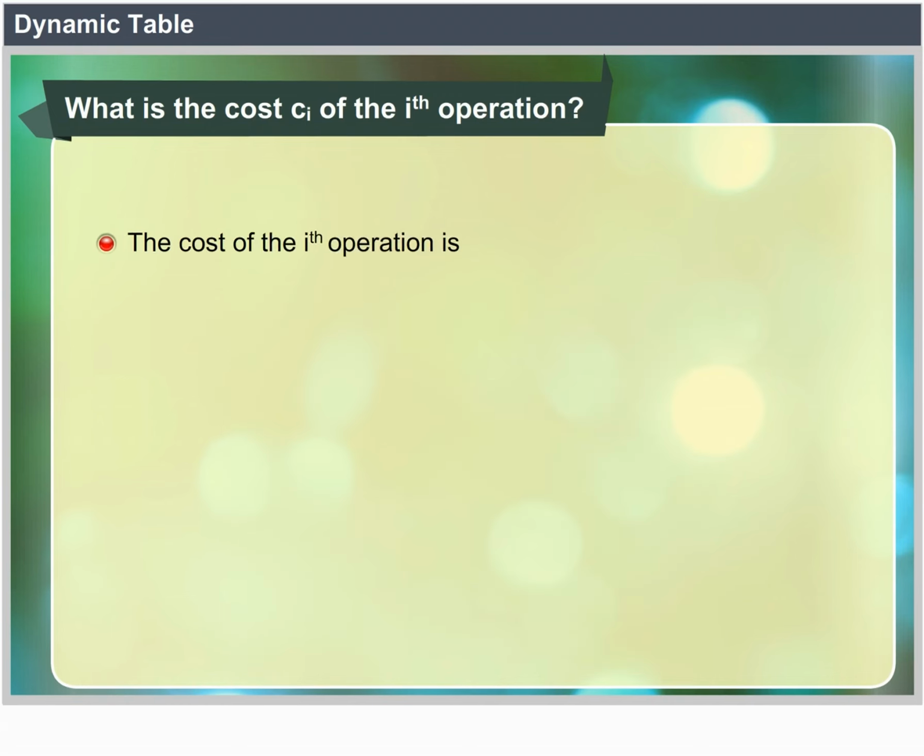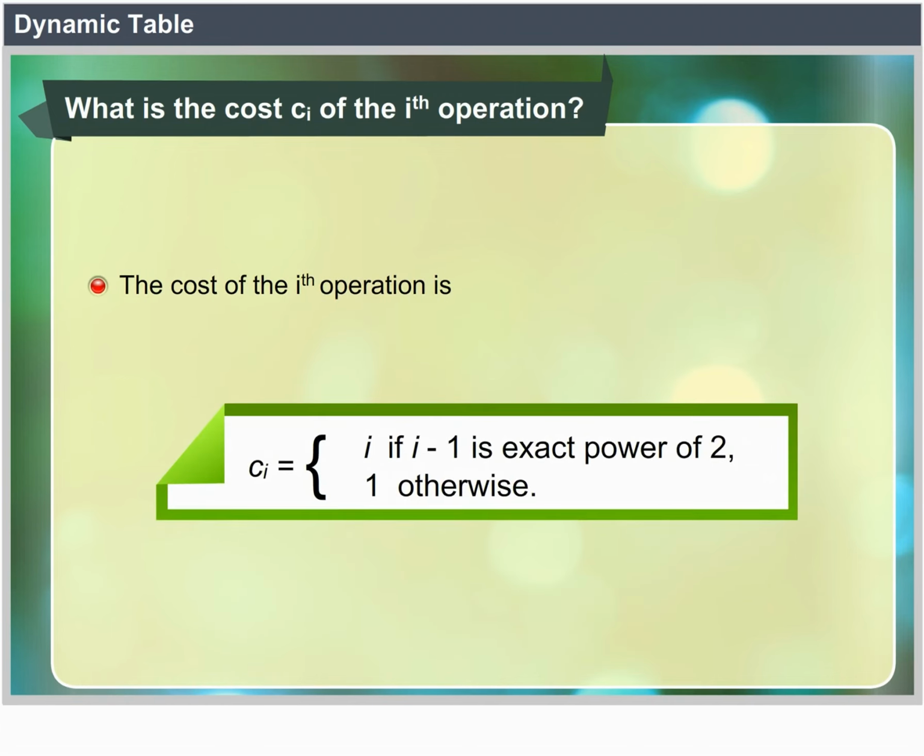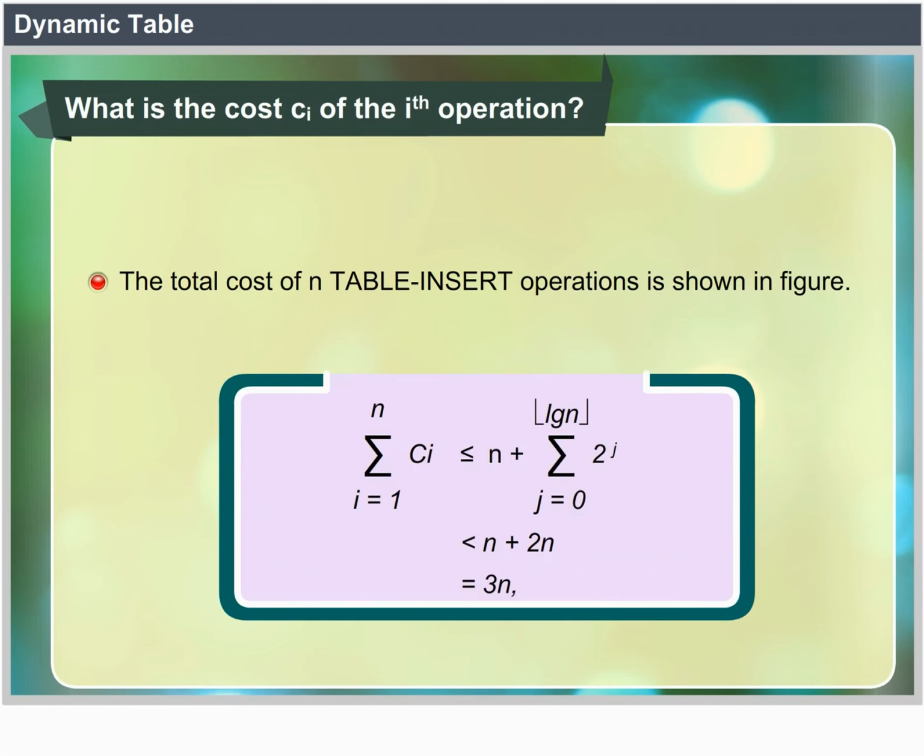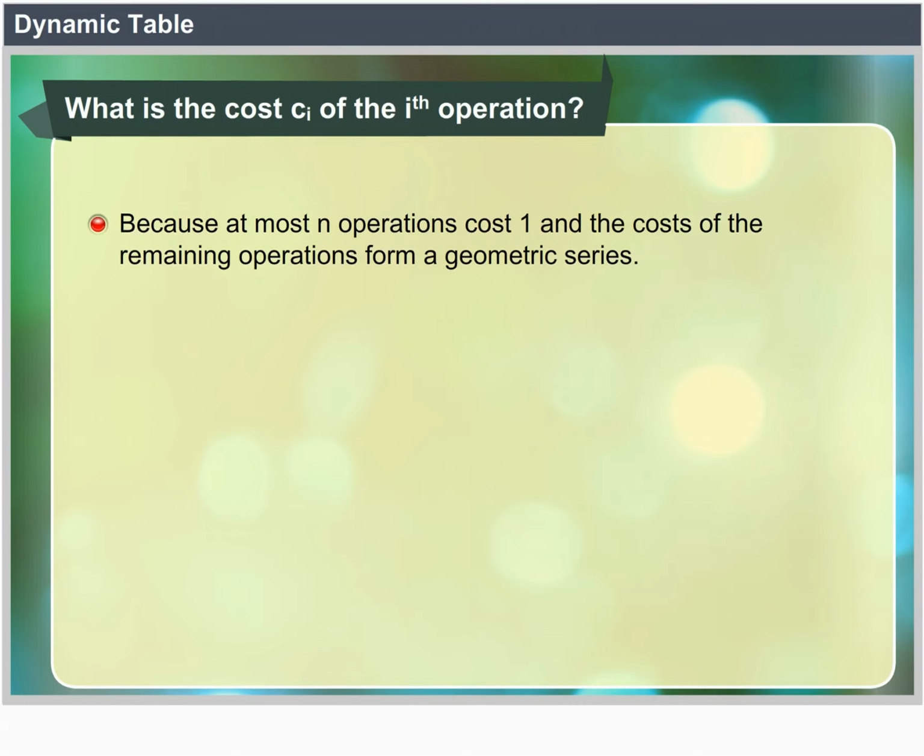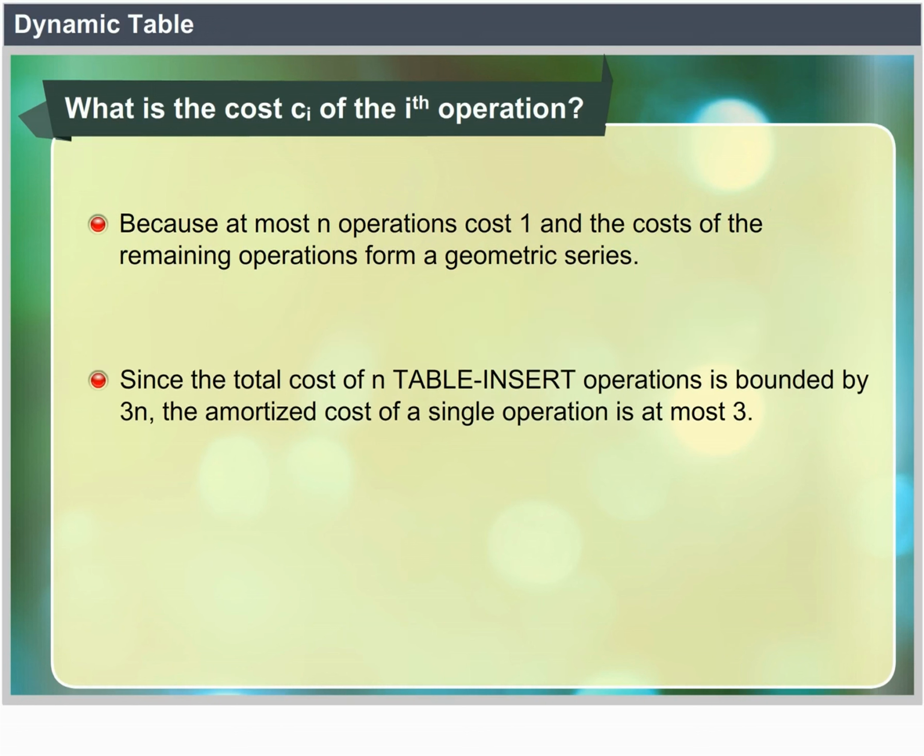The cost of the ith operation is Ci equals i if i minus 1 is an exact power of 2, and Ci equals 1 otherwise. The total cost of n table insert operations is shown in this figure. Because at most n operations cost 1 and the costs of the remaining operations form a geometric series, the total cost of n table insert operations is bounded by 3n, so the amortized cost of a single operation is at most 3.